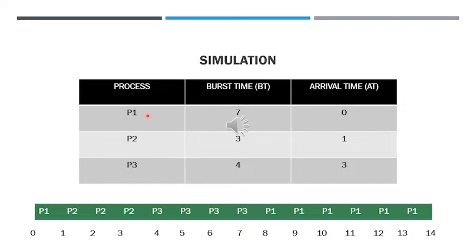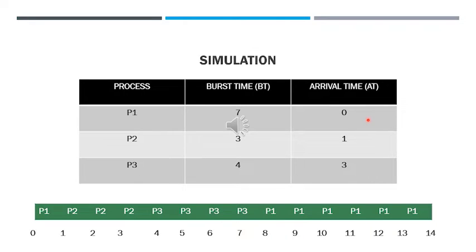As you can see, there are 3 rows and 3 columns, and the 3 columns contain the process, burst time, and arrival time. For the first column, there are process 1, process 2, and process 3. In the next column, we can see the burst time. The burst time of process 1 is 7. The burst time of process 2 is 3. And the burst time of process 3 is 4.